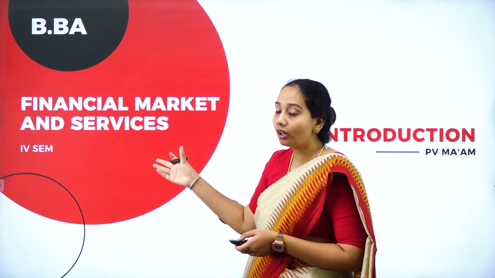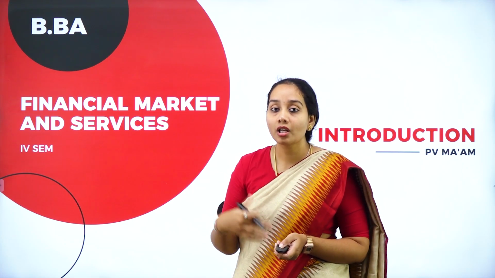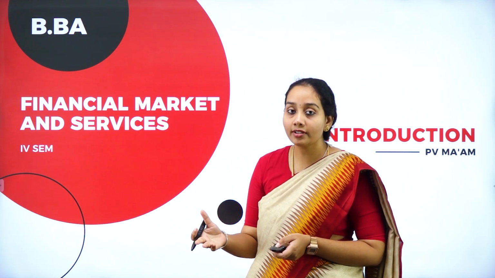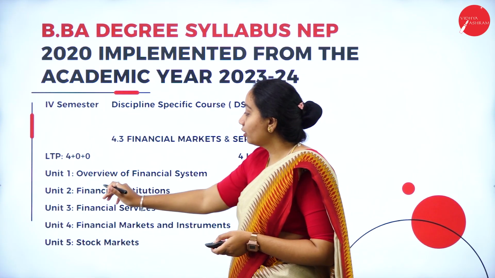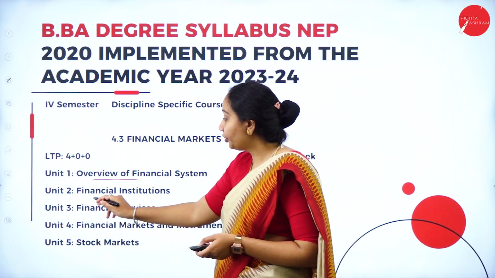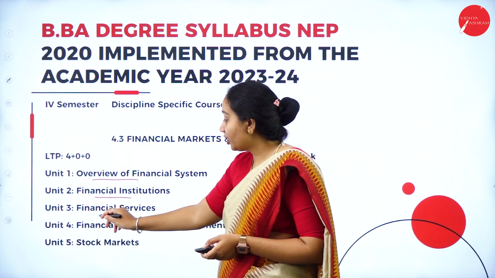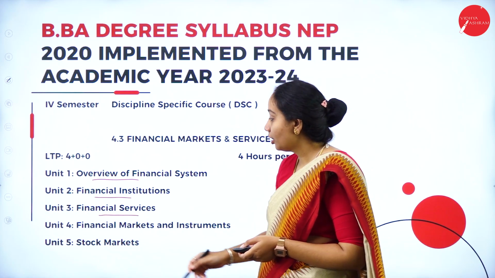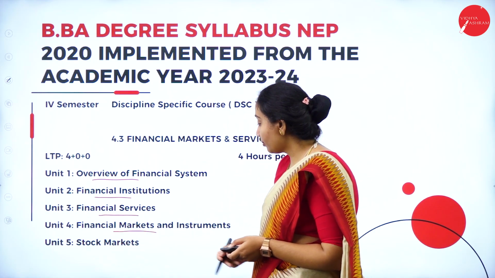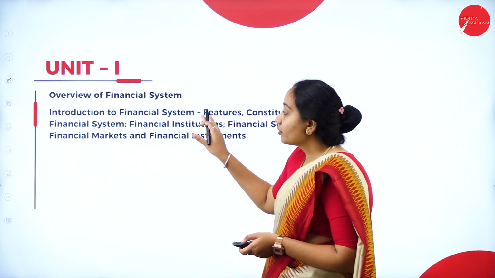So this is a subject called Financial Market and Services for the fourth semester BBA students. So we'll see the unit-wise introduction one by one. First, you're going to learn about unit 1, overview of financial system. Unit number 2, what are the different financial institutions we have got. Unit number 3, what are financial services. Unit number 4, financial market and instruments. Unit number 5 is stock market. So we'll see one by one.